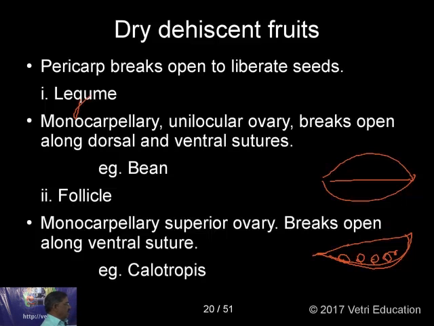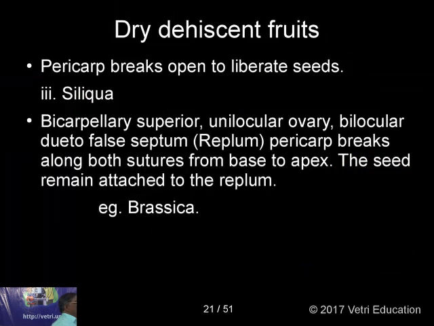Whereas the follicle is the bean. In the follicle, what happens? It also develops from a monocarpellary superior ovary but breaks along only the ventral suture. So only one side is broken, which I will show you. Example, Calotropis. The third one is the siliqua. You have to know these three. You can see the diagrams later.